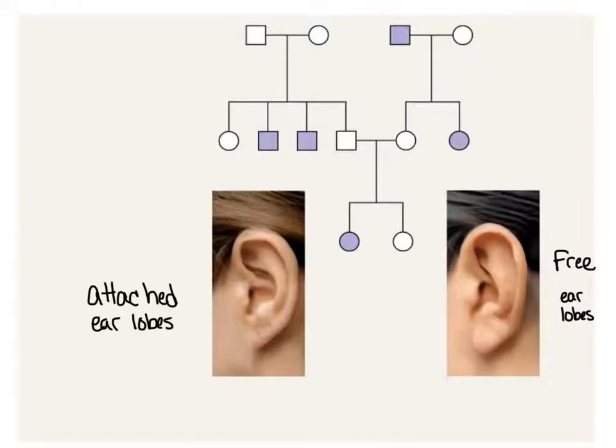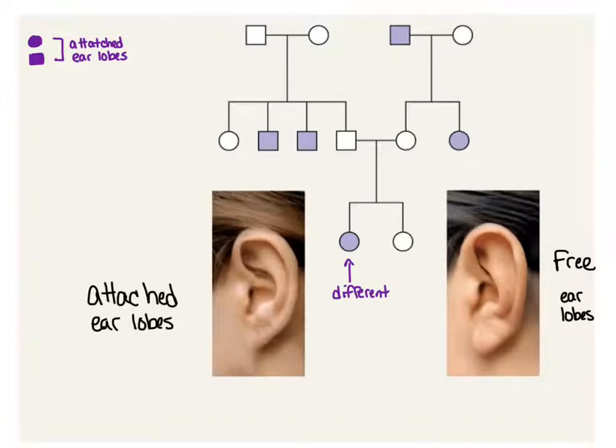So it's pretty obvious if you've done the first pedigree already. We need to talk about what the shaded means. The shaded in this pedigree means attached earlobes. So if you're a shaded circle, you're an attached earlobe female, like the one on the left, and if you're a shaded square, you're an attached earlobe male.